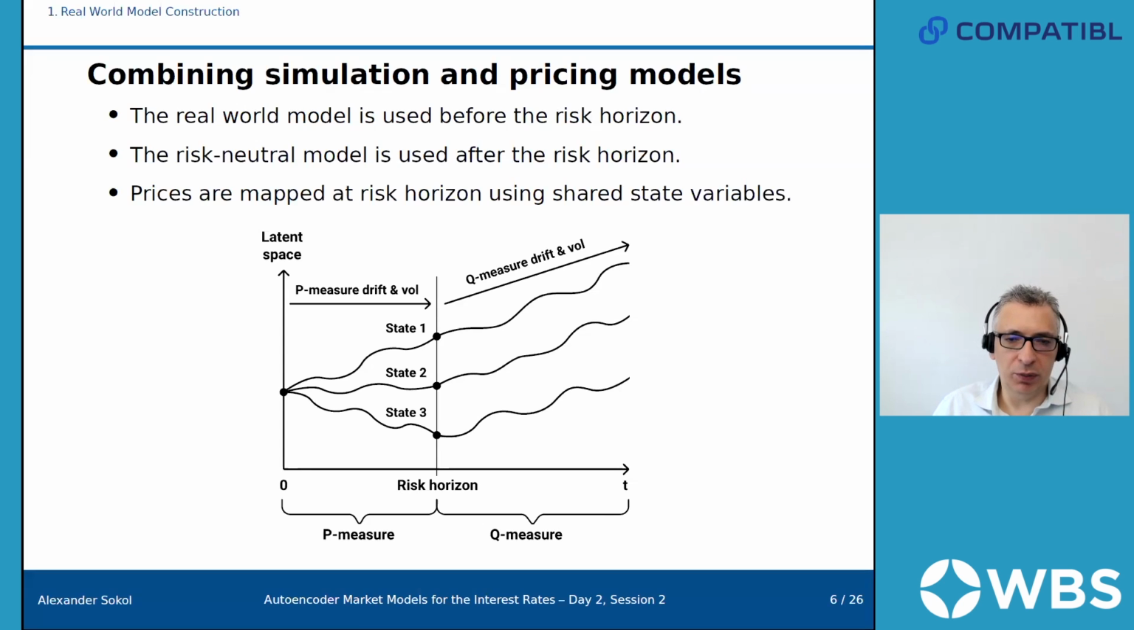So when we built risk neutral 1 and 2 factor short rate models using the autoencoders, what we need to do is to take the same model, but now use a different drift, such that the state variables of these models, in this case either the short rate or the point in latent space, which in the case of a 1 factor model is the same thing, right? In the case of 2 factor, you need the 2-dimensional point in latent space. They're shared between the 2 models.